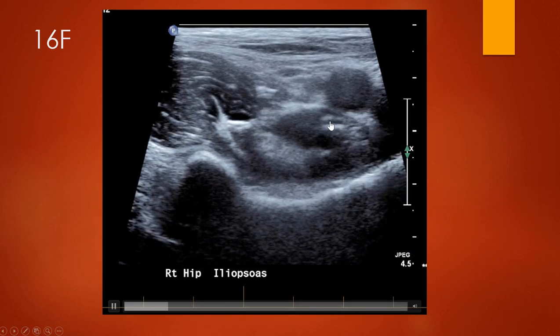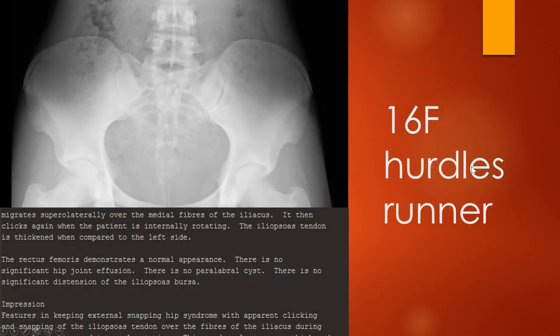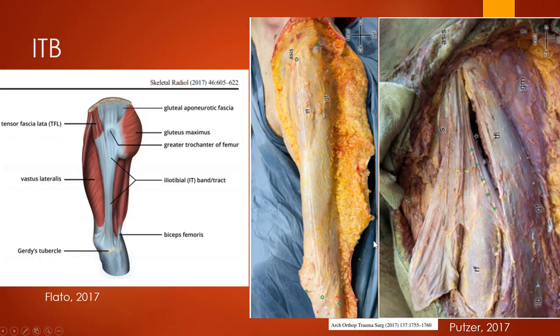And obviously there'd be a lot of tightness in her hip flexors if that's the activity she's engaged in a lot of the time. This was her corresponding x-ray. So the report read something like this. The iliopsoas migrates superolaterally over the medial fibres of the iliacus. It then clicks again when the patient is internally rotating. The iliopsoas tendon is thickened when compared to the left side. Rectus femoris is normal in appearance. There's no significant hip joint effusion, no paralabral cyst, no significant distension of the iliopsoas bursa, which is beneath the tendon. Features in keeping with external snapping hip syndrome. So you can see that we've been able to demonstrate the cause.